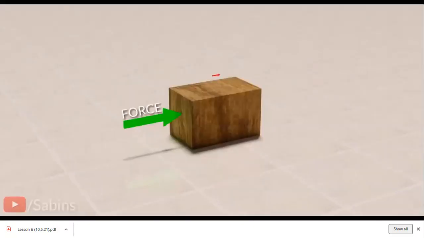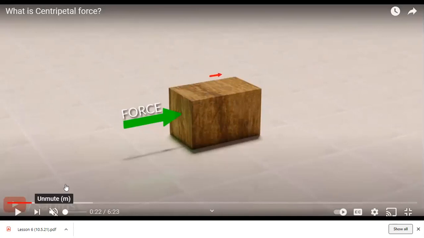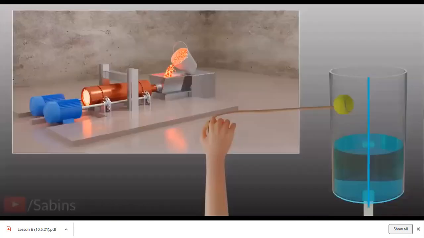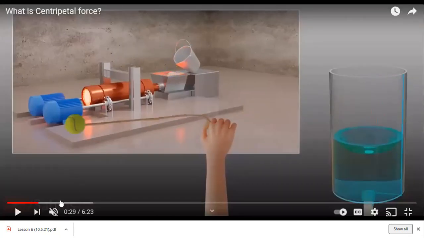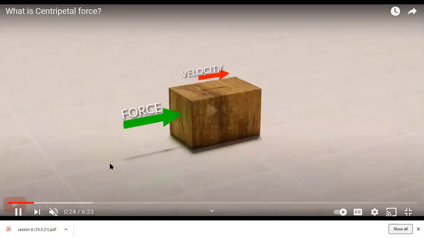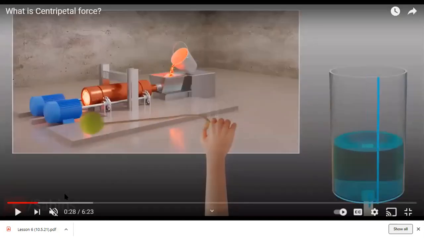So see students, whenever the object is moving on a horizontal surface in a linear motion, the direction of force and the direction of velocity, direction of velocity means direction of motion, they are along the same direction. Force and velocity are acting along the same direction. This is uniform linear motion.